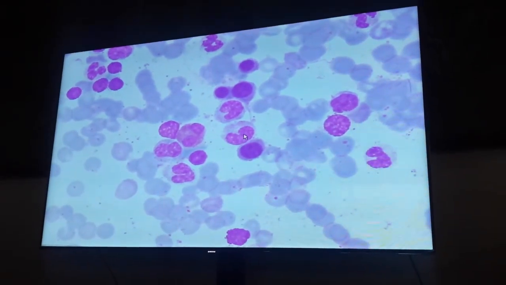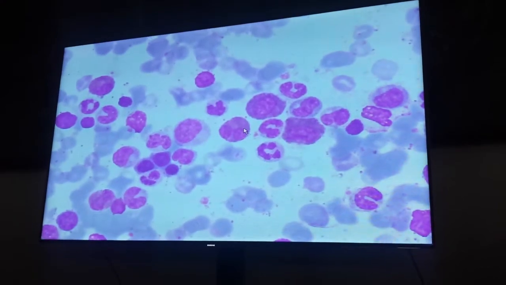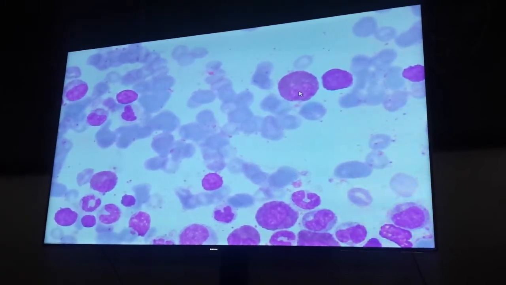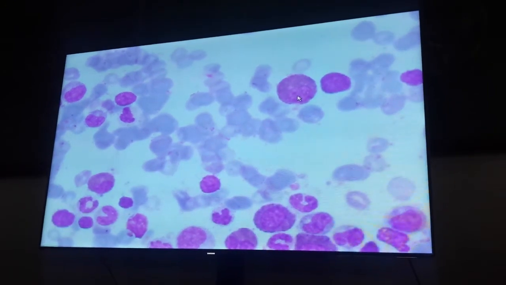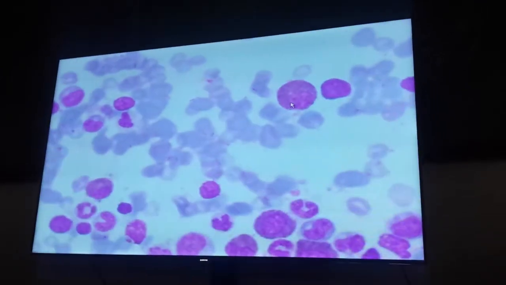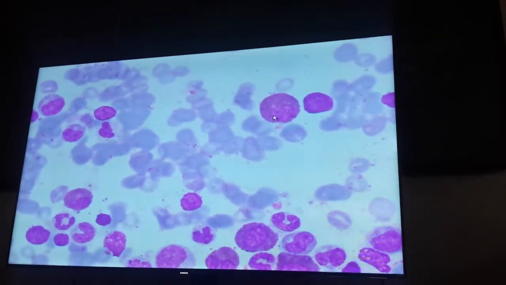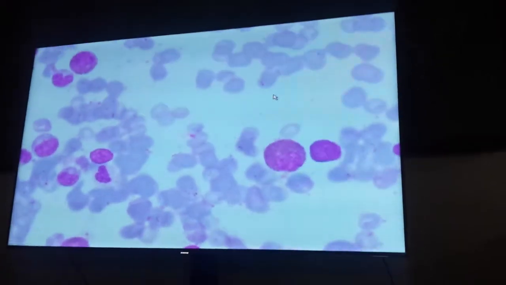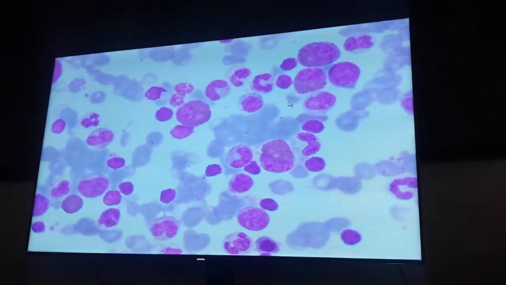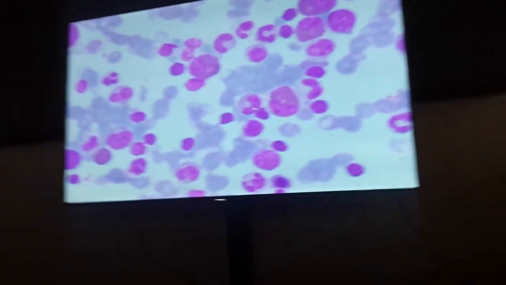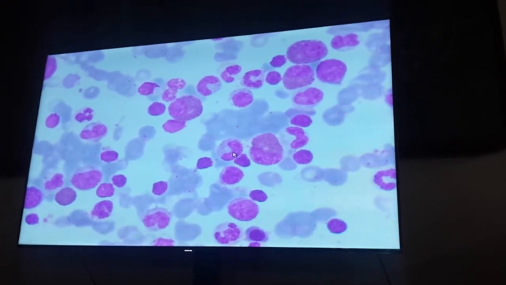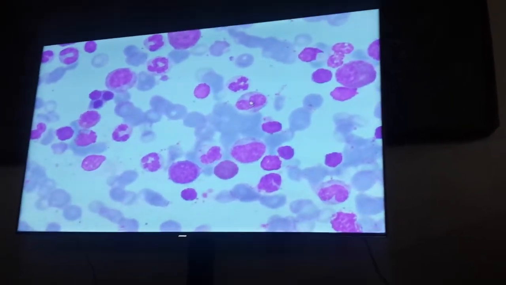How about this cell? Metamyelocyte. Very good. More specifically, a neutrophilic metamyelocyte. How about that cell? Myeloid. What stage? Actually, here the color of the granules is orange. The nucleus is still oval. Myelocyte. How about that cell? Band. Okay, almost band, but it is in between meta and band. This is a metamyelocyte.